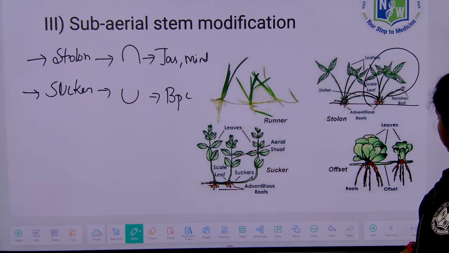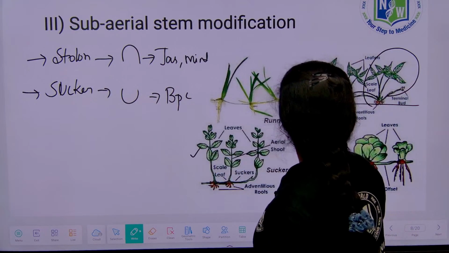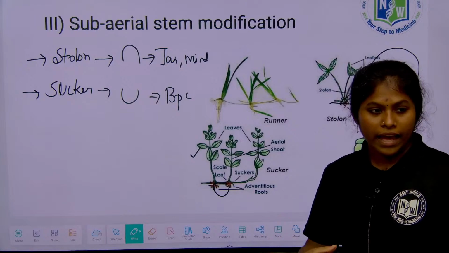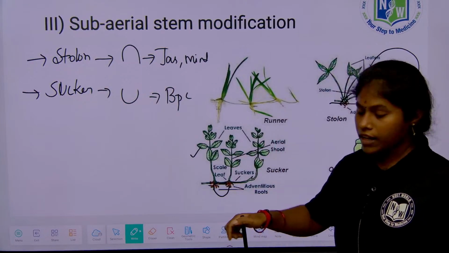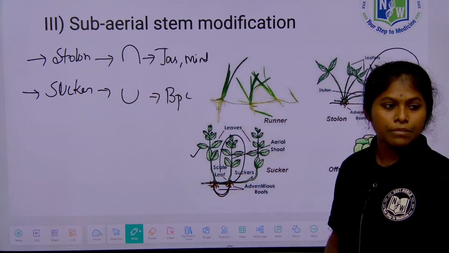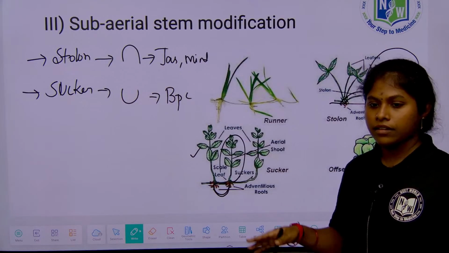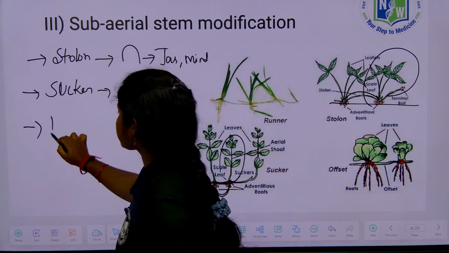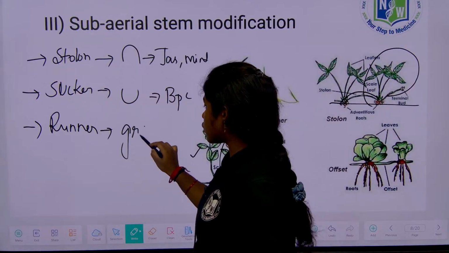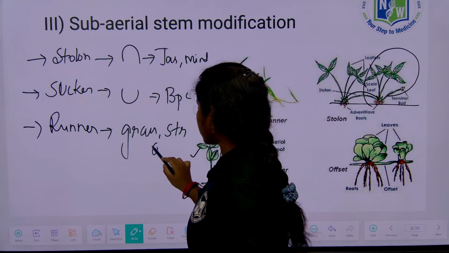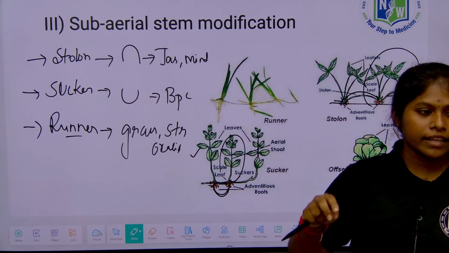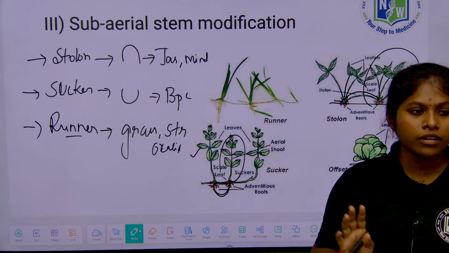And coming to the sucker, where is the sucker? Here it is. See, here they grow from the base of the underground axis, laterally and horizontally, and again they come obliquely upwards out of the soil. They give rise to a new plant. The examples are banana, pineapple, chrysanthemum. Coming to the runners, the examples are grass, strawberry, oxalis, which means the word itself is saying they are running. They grow into new nodes and give rise to new plants, and the old parts often die.